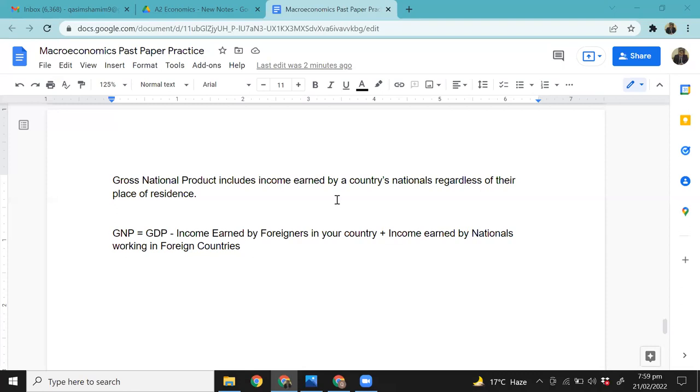But yeah, whatever income your business is generating, or by working abroad, whatever income our nationals are earning, that will be part of our gross national product. Yes, only income from abroad. Rent, dividends, stock exchange, on investment in stock exchange, working.